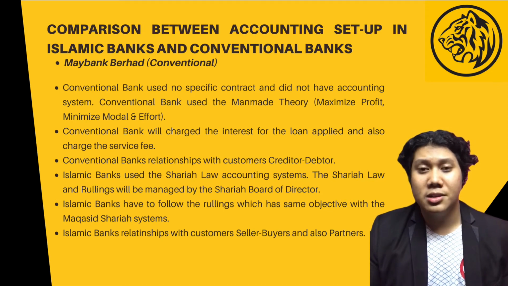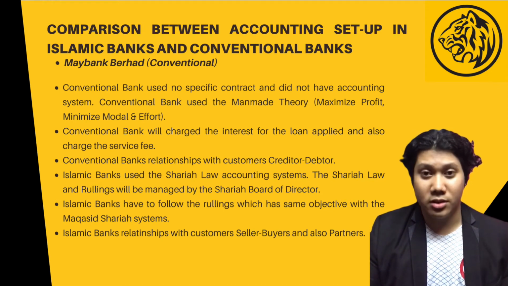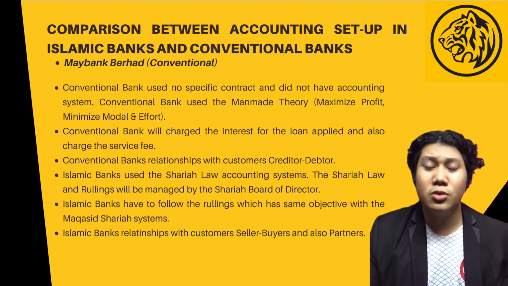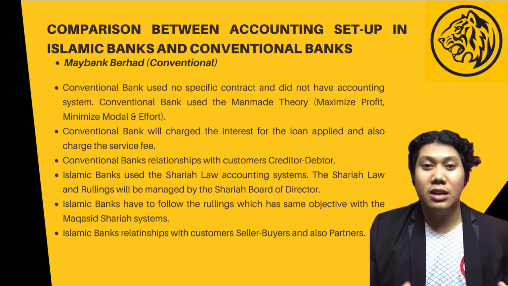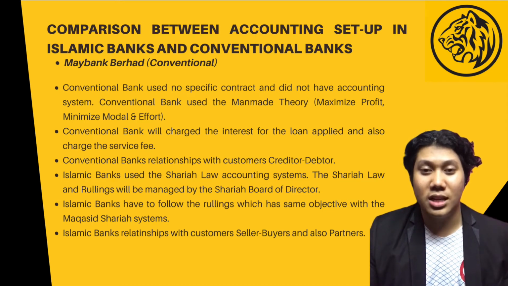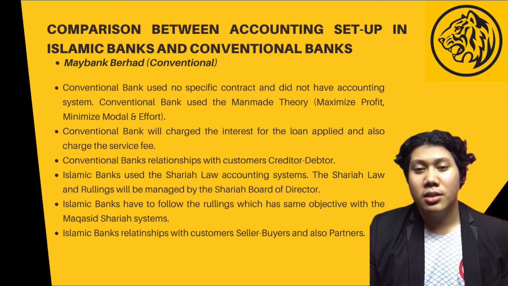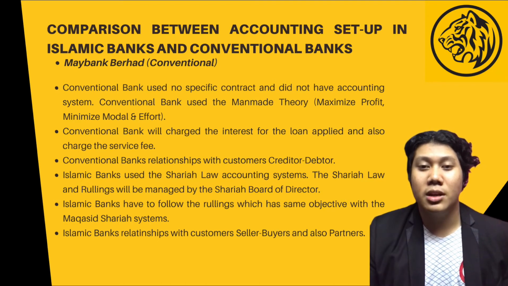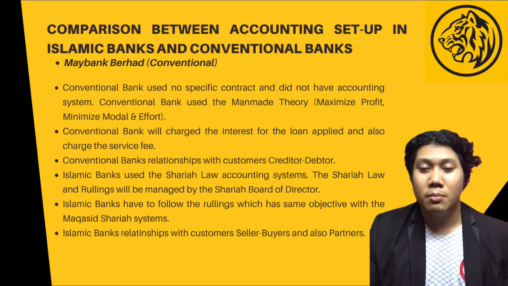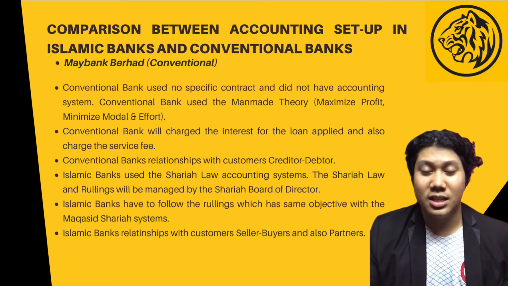The conventional bank basically uses no specific contract, and also they don't use a specific accounting system, but they use the theory of the capitalism idea and also the main theory, which is to maximize the profit and minimize the effort or the equity or the model. So they get the profit by charging the customers interest and also service fees. This implements the relationship between bank and customers as a creditor and also debtor.